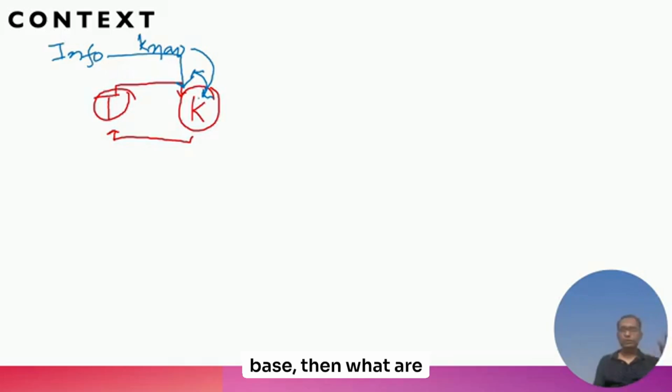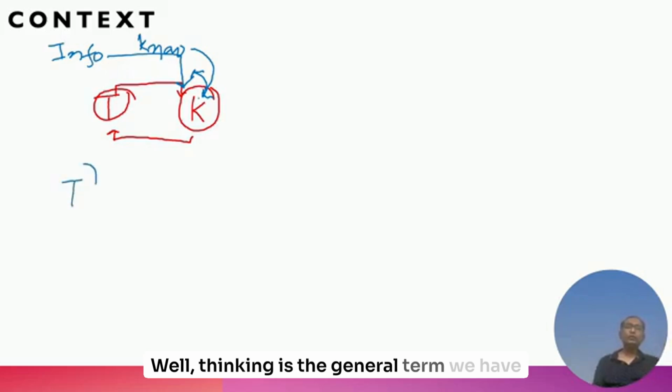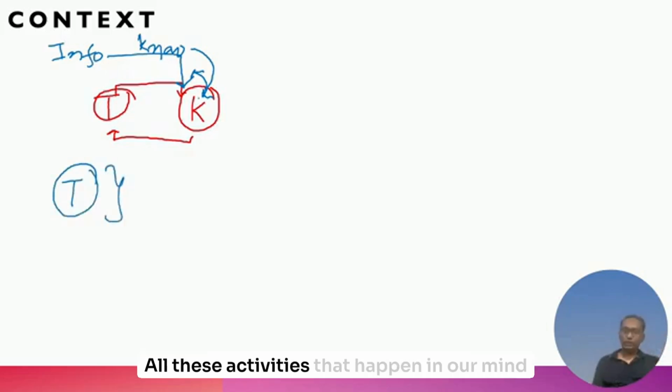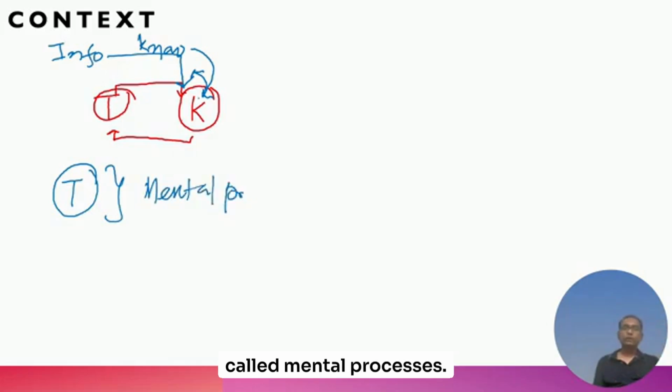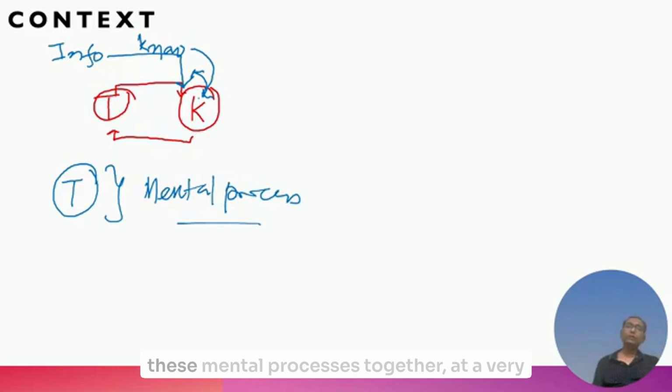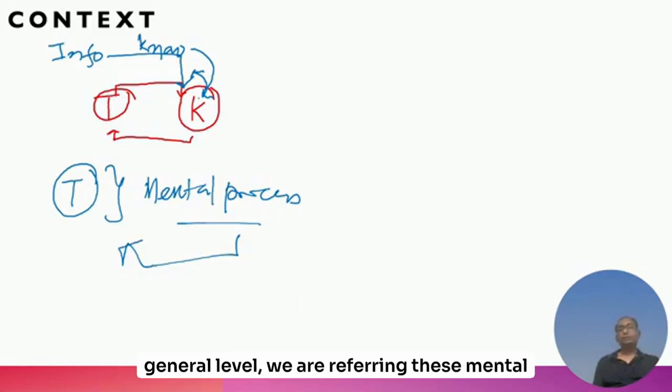Then what are sensation, perception, attention, memory? Well, thinking is the general term we have given to all these processes, all these activities that happen in our mind that help us interact with the world, live in the world. The cognitive processes, also called mental processes. Some of them you're aware of, some you're not. We're not getting into details. All these mental processes together, at a very general level, we are referring to as thinking.